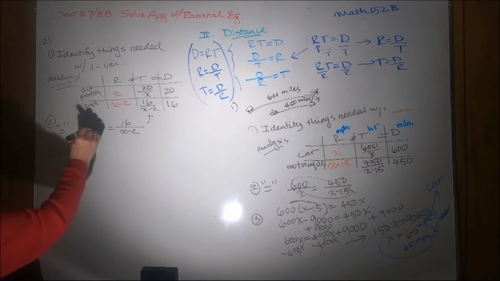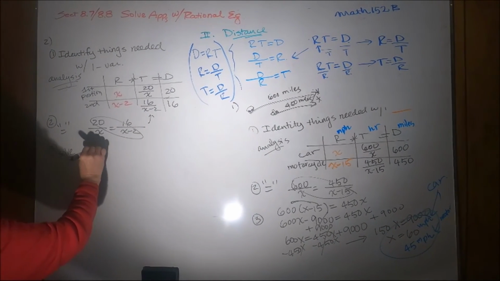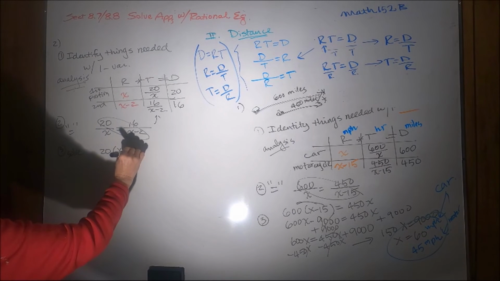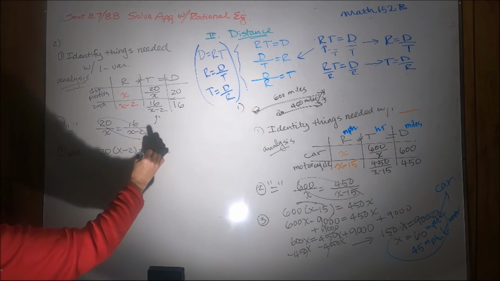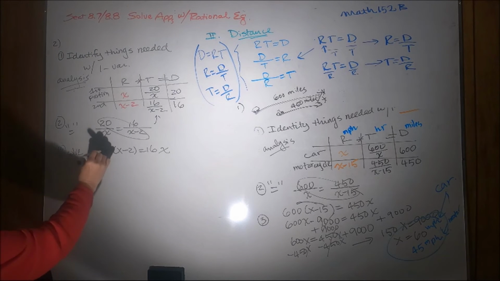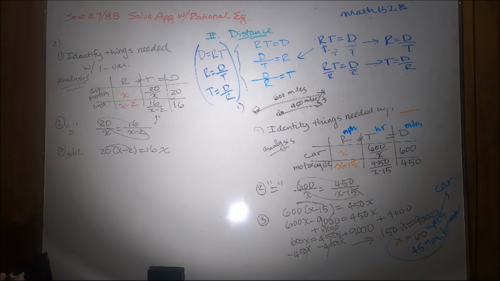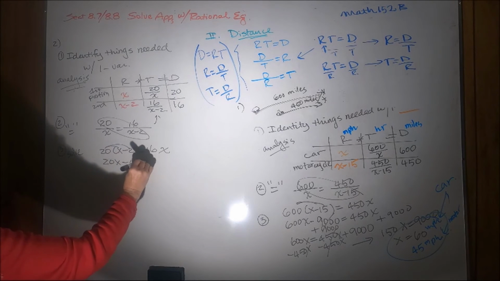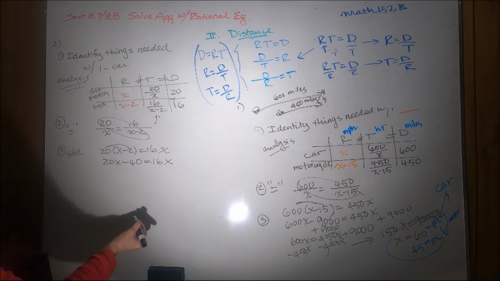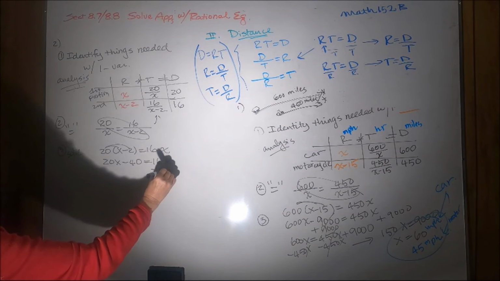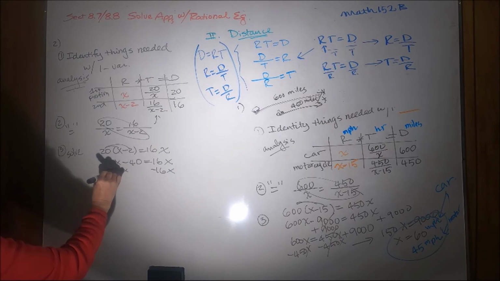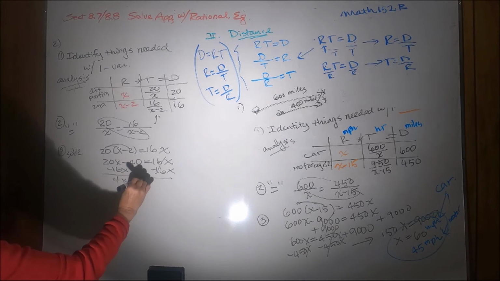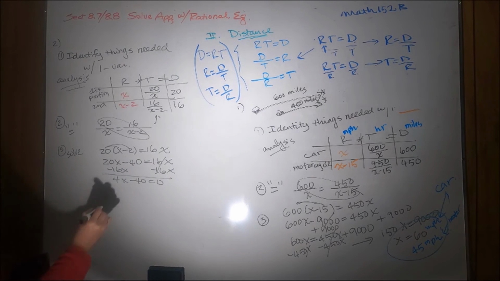Because it's proportion. So we do that. So that would be 20 times X minus 2 equals 16 times X, right? Then we distribute, then 20X minus 40 equals 16X. Then minus 16X on either side. That would be 4X minus 40 equals 0, right?